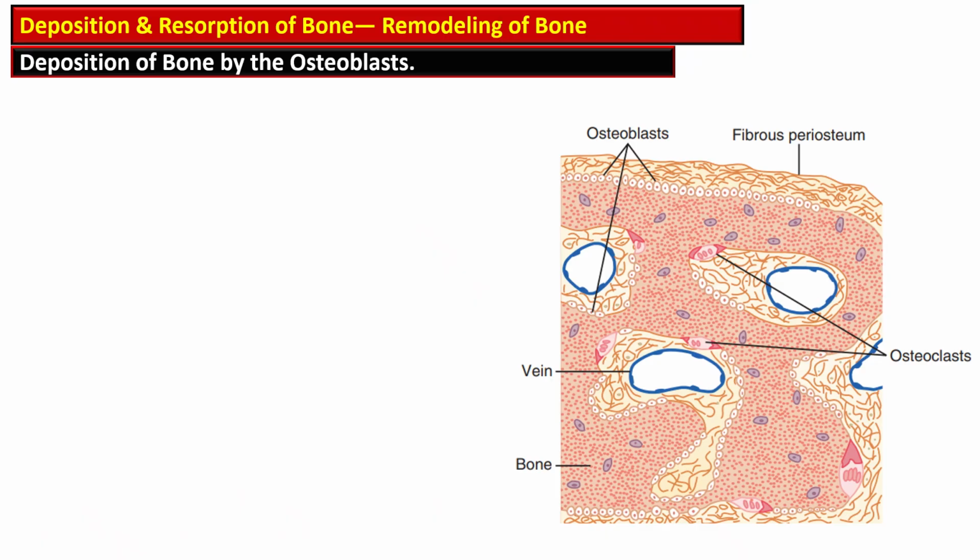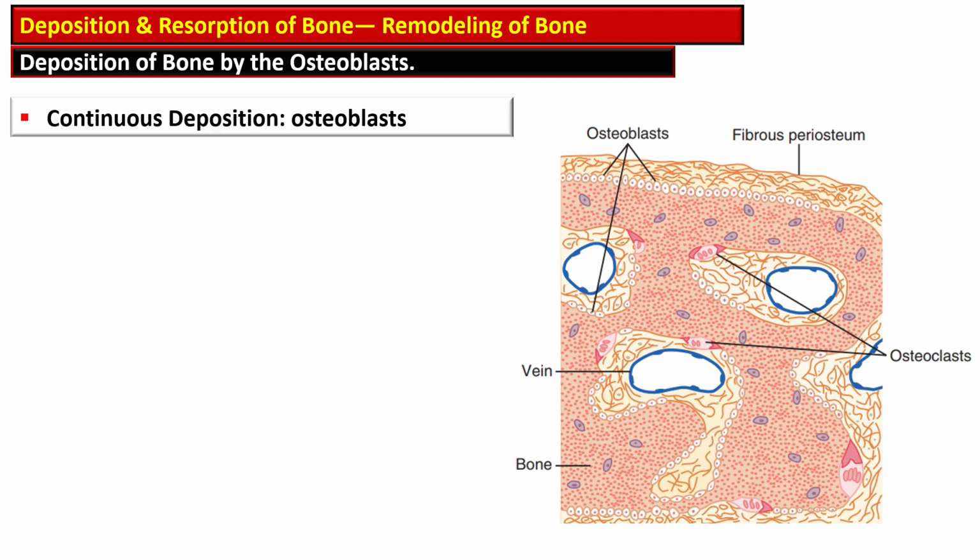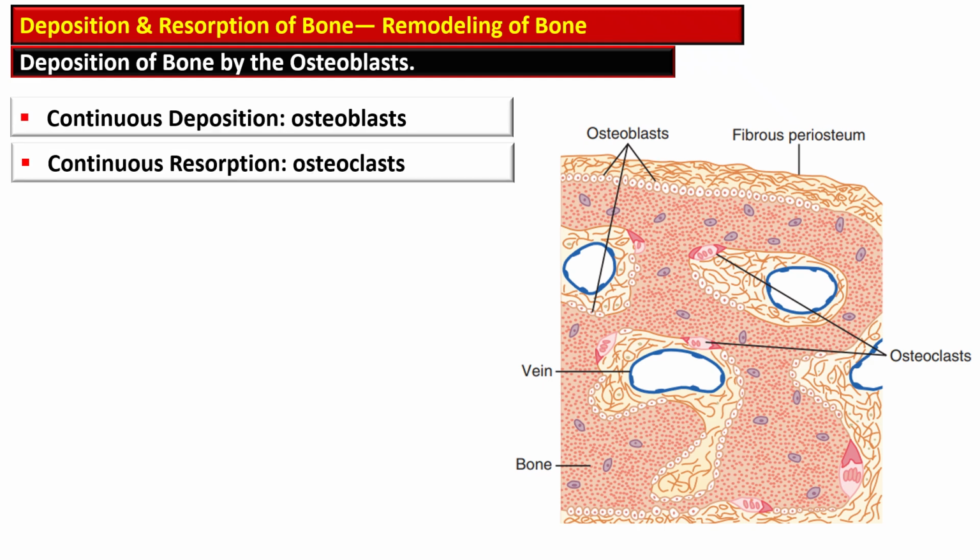Bone tissue is in a constant state of turnover, and this is called bone remodeling. This is a dynamic process and involves osteoblasts, the bone forming cells, which deposit new bone matrix. These cells are primarily located on the outer bone surface and inside bone cavities.